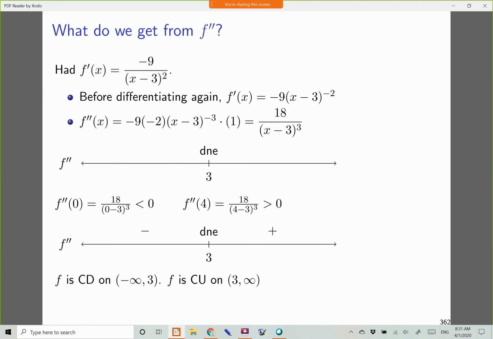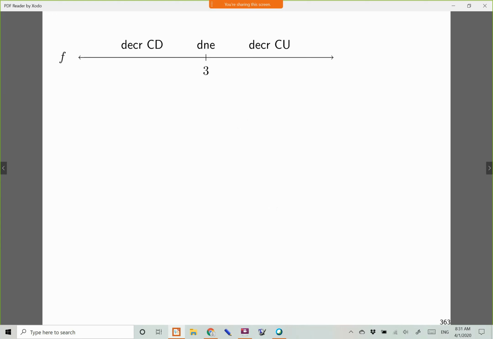So that's a lot of info to put all together. In summary, information about f here: the part to the left of x equals 3, that's where f is decreasing and concave down. And then the part after 3, f is still decreasing. Remember that f prime was always negative. So f is still decreasing, but then the concavity changes to become concave up.